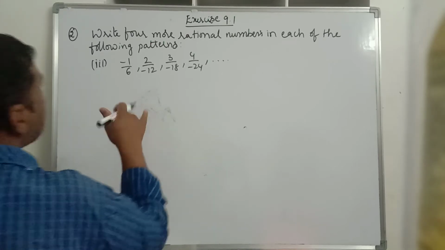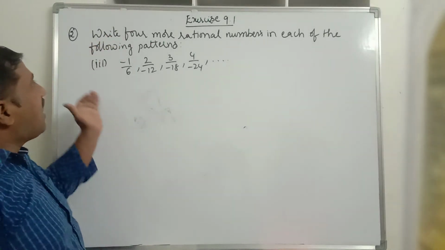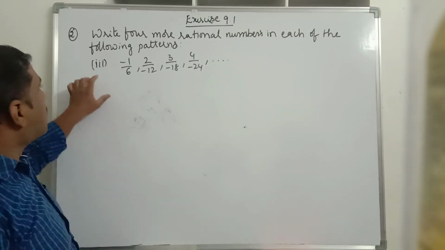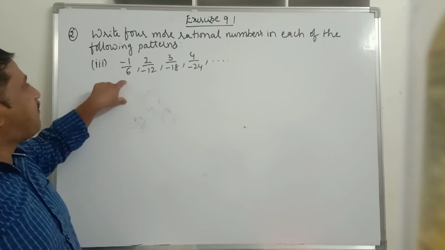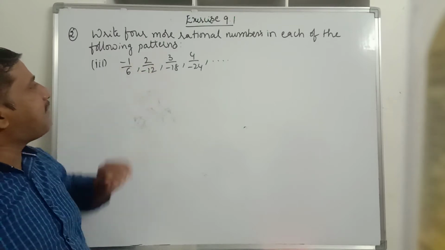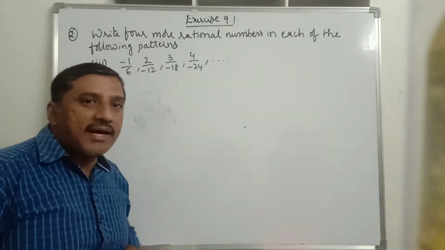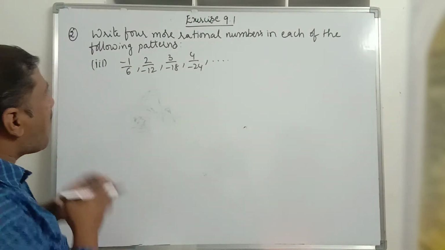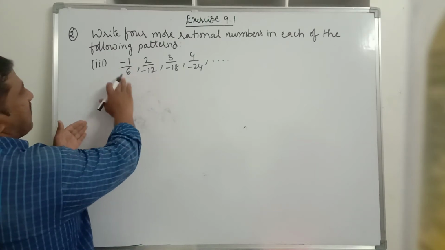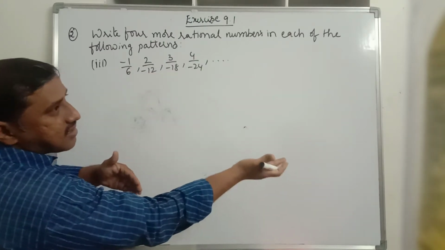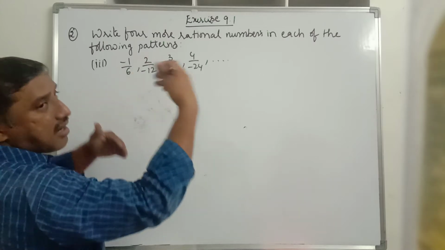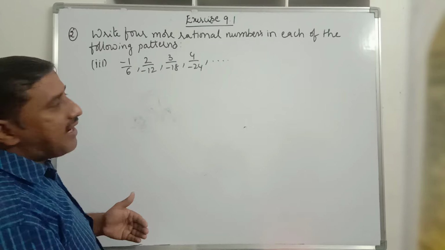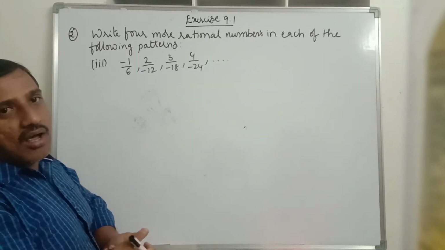Now we will discuss one more question from the second bit. Write 4 more rational numbers in each of the following patterns. The third question is minus 1 by 6, 2 by minus 12, 3 by minus 18 and 4 by minus 24 and so on. First identify the relation: how we got the second rational number from the first, how we got the third from the first, or how we got the fourth from the first. If we identify that, then we can find the next 4 rational numbers.